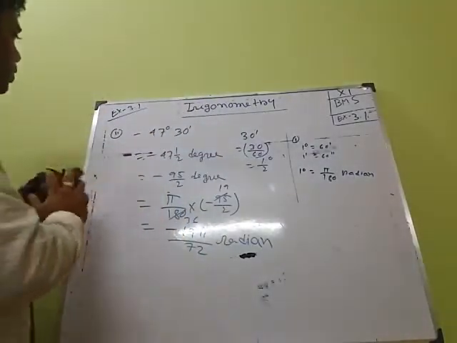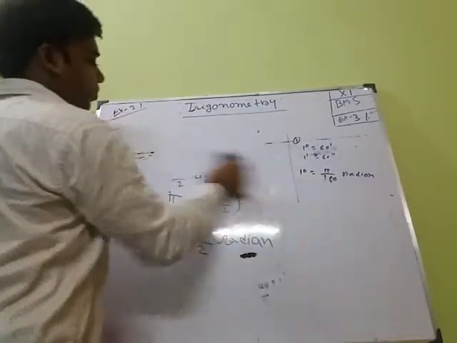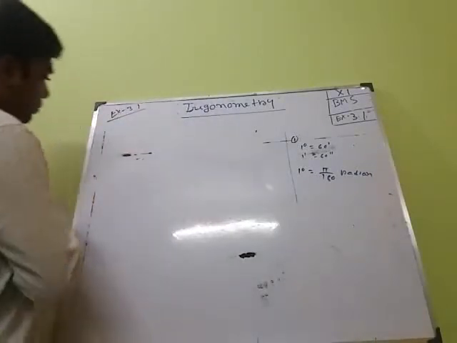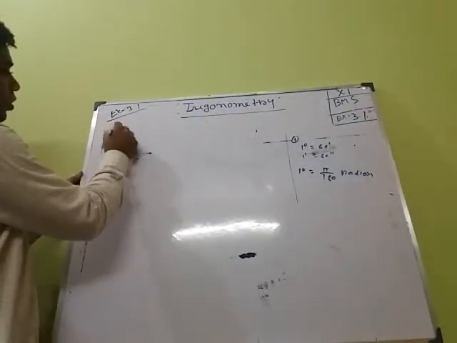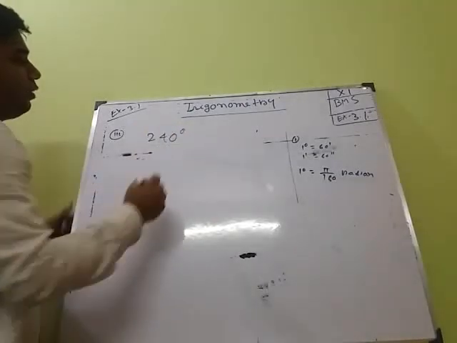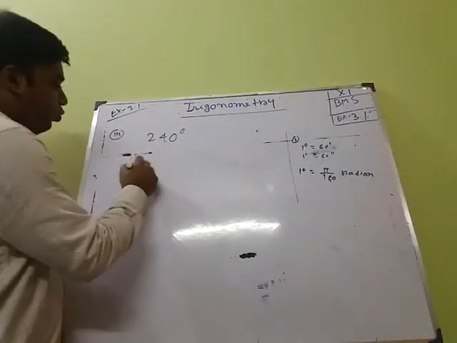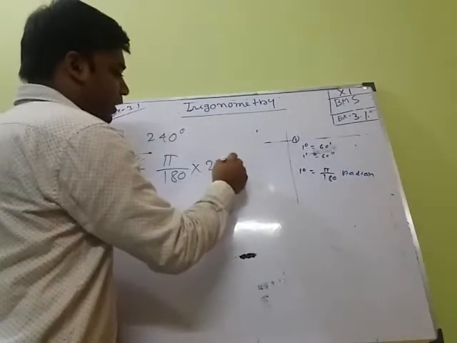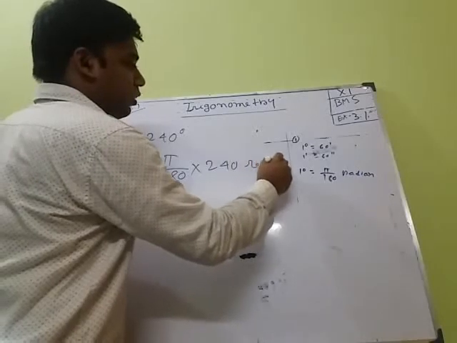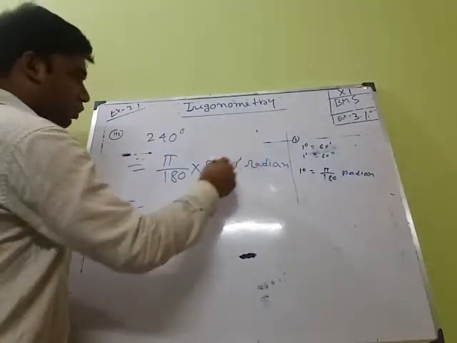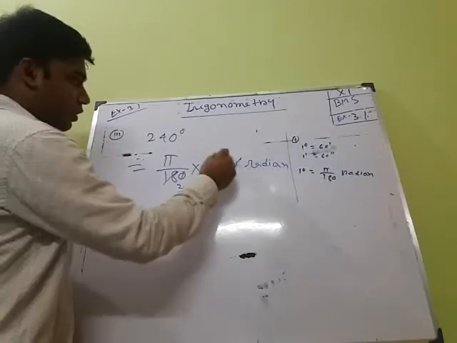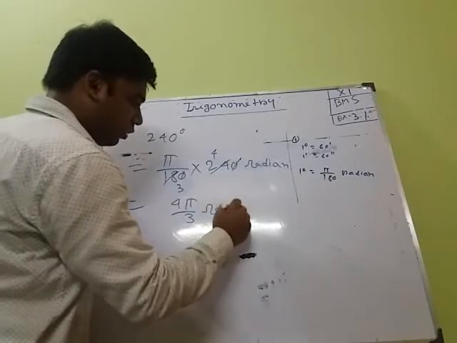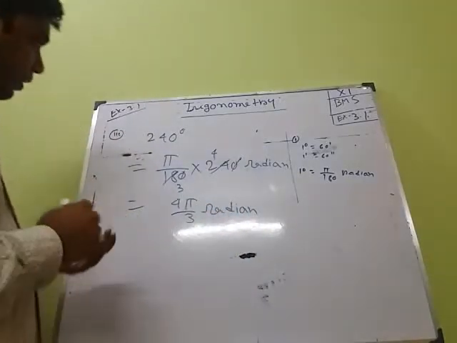Now moving to the third sum, that is 240 degree. We have to change it into radian. So 240 degree means pi by 180 into 240 radian. That is 4 pi by 3 radian. 4 pi by 3 radian.